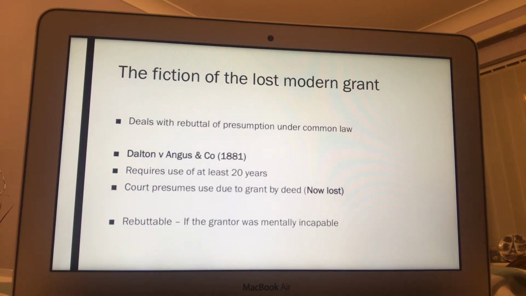The second method is the fiction of the Lost Modern Grant. This deals with the rebuttal of presumption under the first method. This was shown in Dalton and Angus and Co., 1881. Where there has been at least 20 years of use of an easement, the law would adopt a legal fiction that a grant was made by deed. However, this method is also rebuttable if the grantor was mentally incapable, or if it can be shown that the dominant and servient tenement are in common ownership.